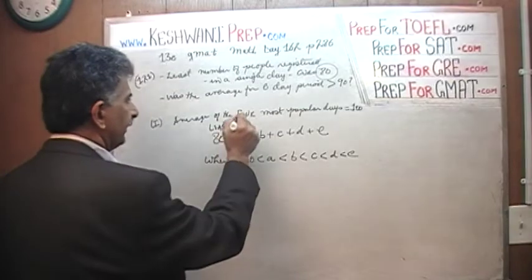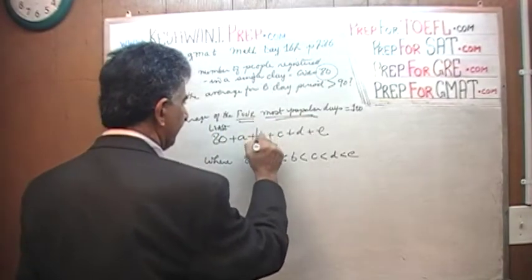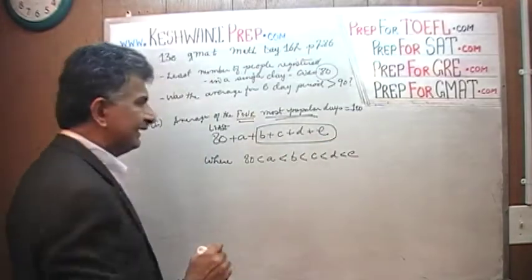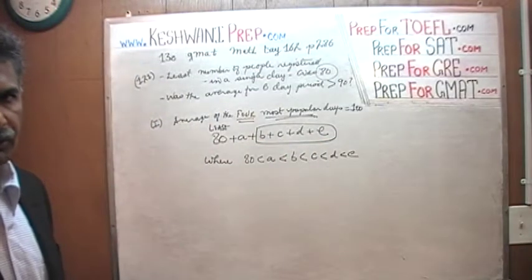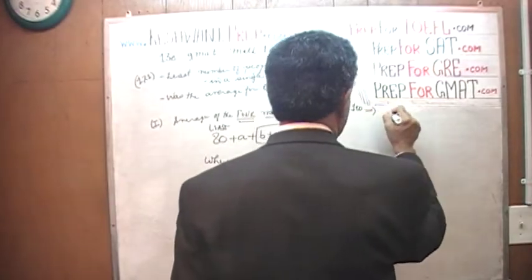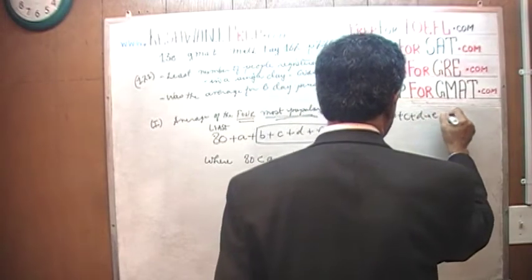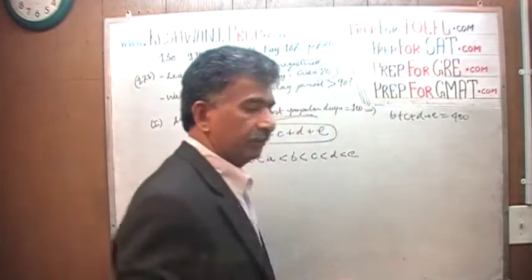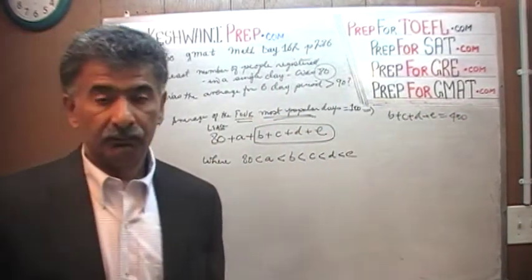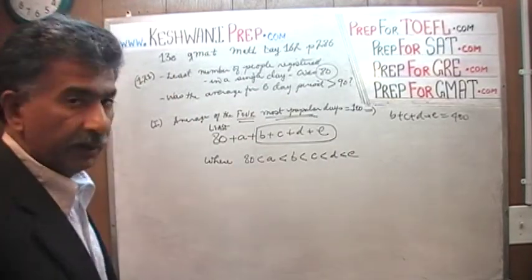What we are told here is that the average for the 4 most popular days, B, C, D, and E, is 100, which implies that B plus C plus D plus E must equal 400, because their average has to be 100. 400 divided by 4 is going to give us the 100 that we need. We're going to substitute in here and see what happens.